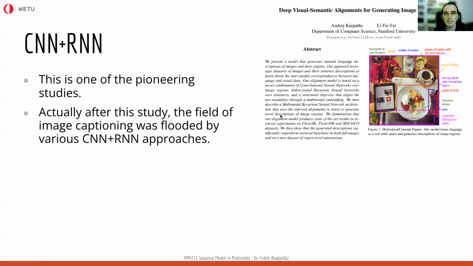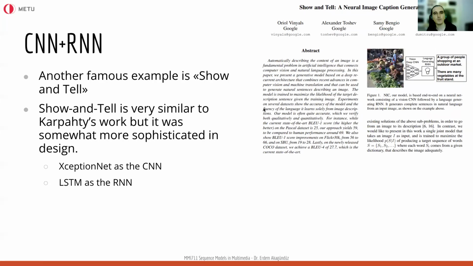So Karpathy et al. Actually, after this study, the field of image captioning was flooded by various CNN+RNN architectures. Because imagine in 2014, with this knowledge of yours, you have seen this study. We would first think, let's use a better CNN, let's use a better RNN, and just do the results. People have done exactly that. One of the famous ones is Show and Tell. It's still very famous today. If you're doing some sort of image captioning or visual question answering thesis or study, Show and Tell is the first thing that you come across.